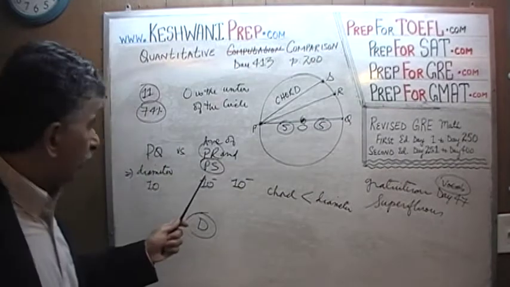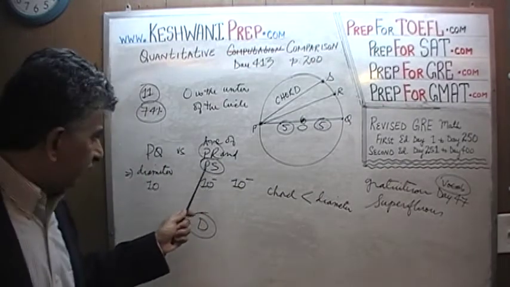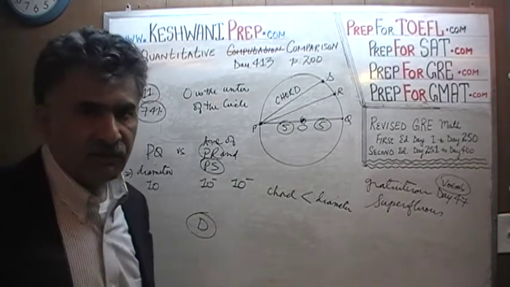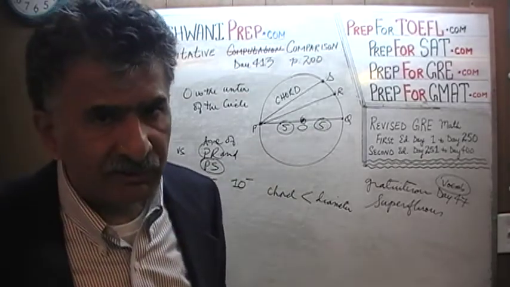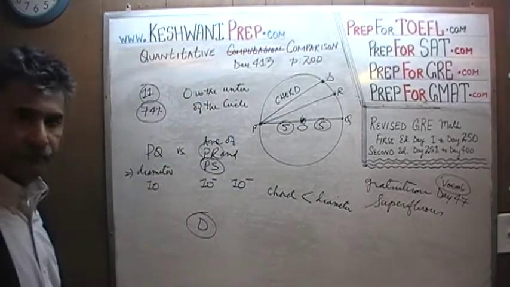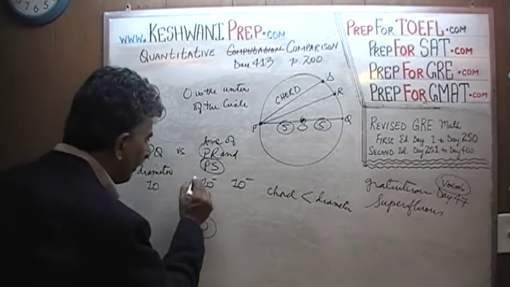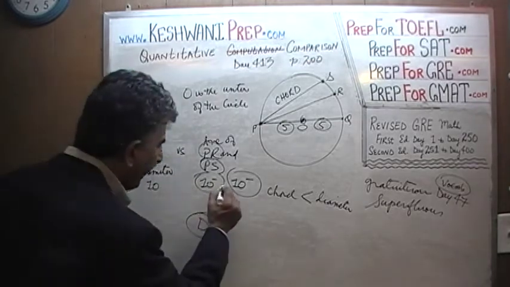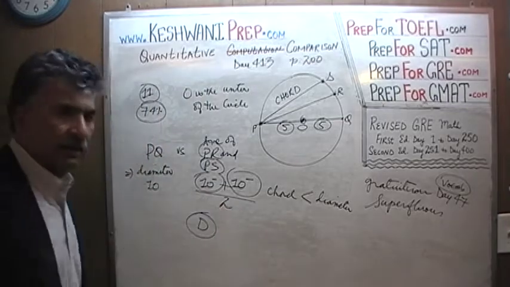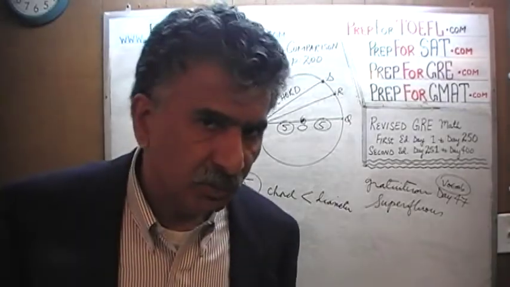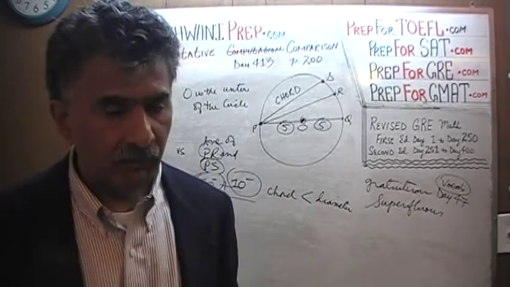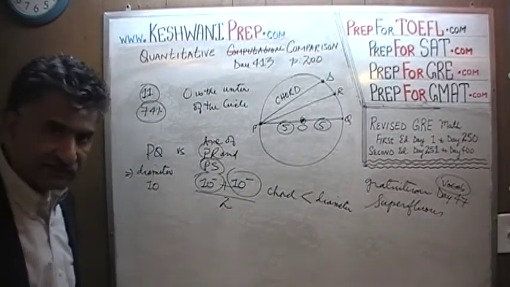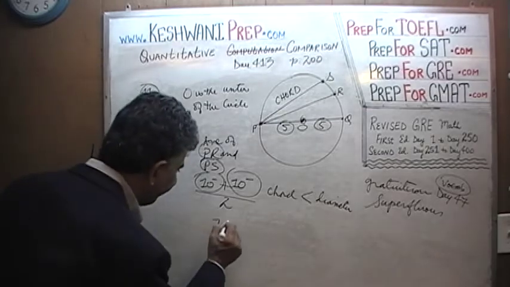We don't have to figure out what the average length of these two chords is. We simply have to ask ourselves, is the average of these two chords going to be less than, equal to, or more than 10? Well, if we have a quantity that is less than 10, and then another quantity that is less than 10, and we add those two quantities and take their average, the average of two quantities where both of them are less than 10 is going to be less than 10.